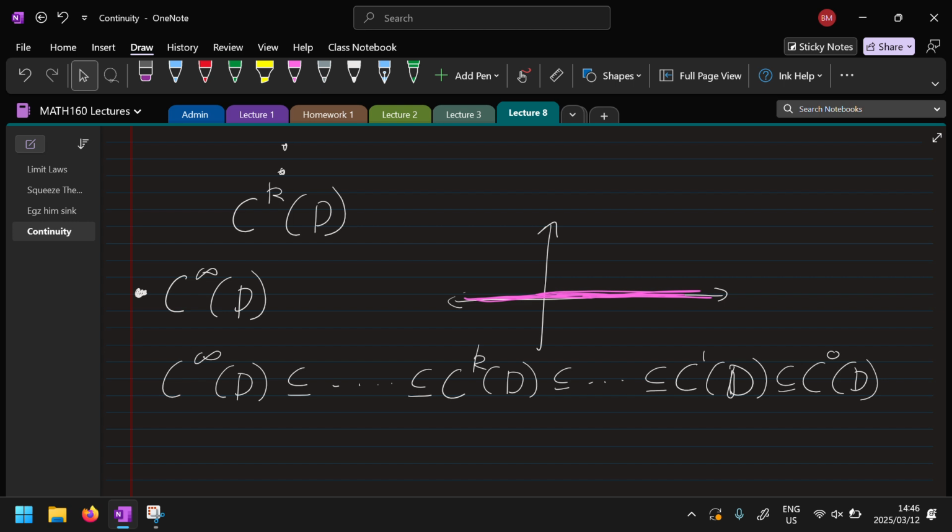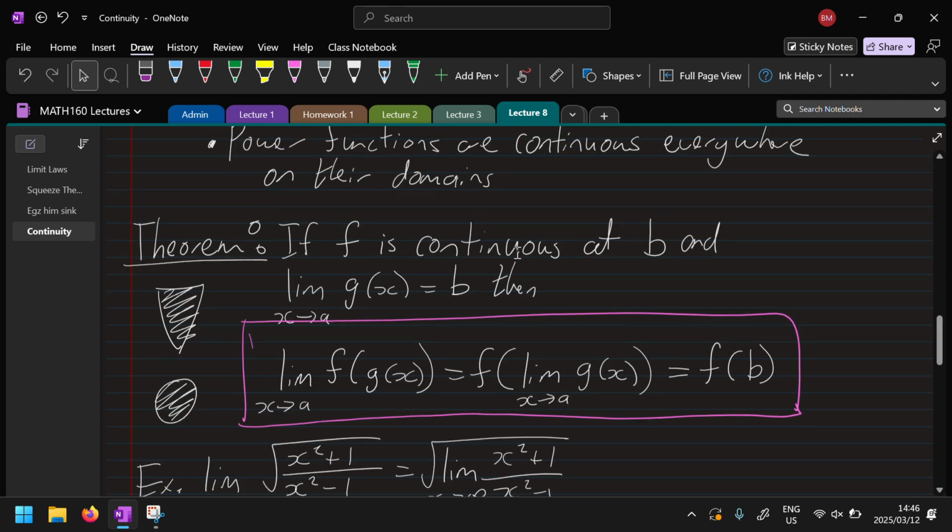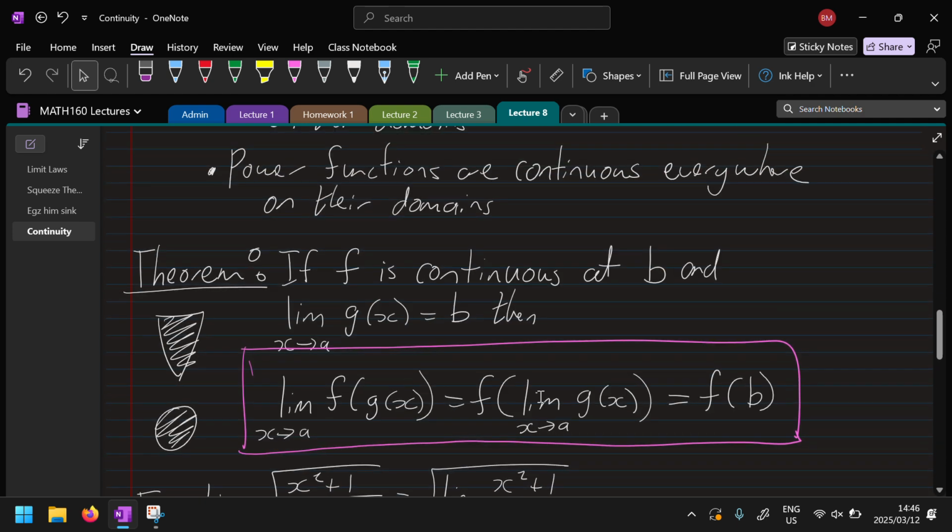Okay, so 4 important things. Limit laws, please memorize them. They won't be given to you. Squeeze theorem, please make sure you know how to use it. The proof of sine x over x equals 1, please learn that. That was number 3. And then number 4, please make sure you know this, this box. Okay, those 4 things, please make sure you remember them from today.